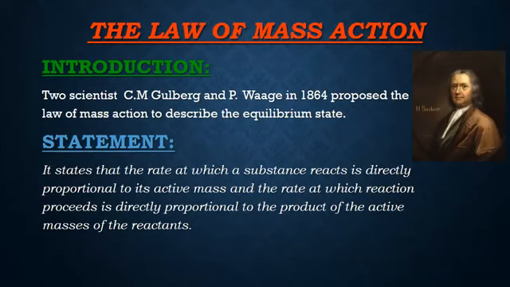This law was put forward by two scientists, C.M. Goldberg and P. Waage, in 1864 to describe the equilibrium state. This law states that the rate at which a substance reacts is directly proportional to its active mass, and the rate at which a reaction proceeds is directly proportional to the product of the active masses of the reactants.